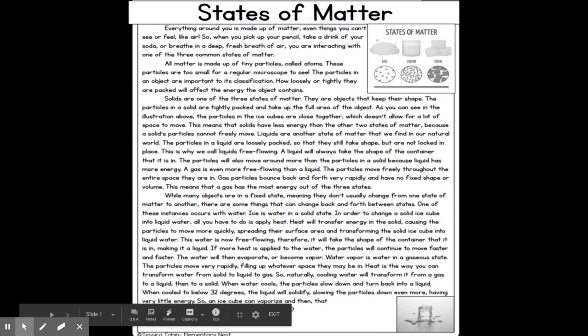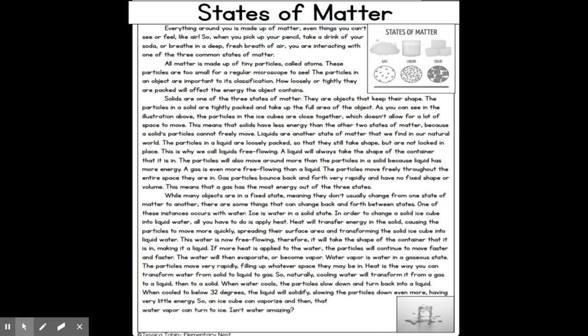Hello fourth graders, I'm going to be reading our passage called States of Matter. So if you would like to listen to me read it and you can follow along, let's get started.